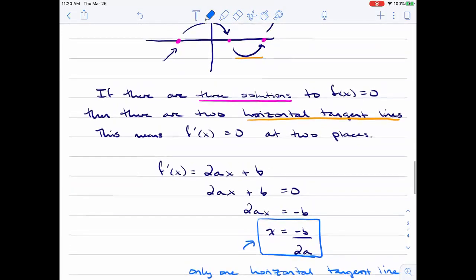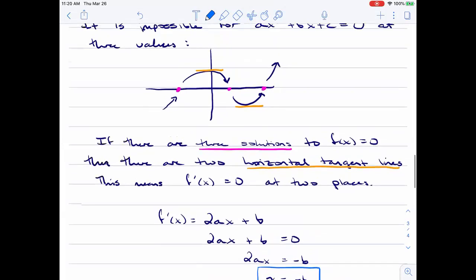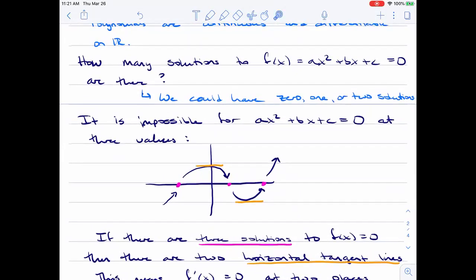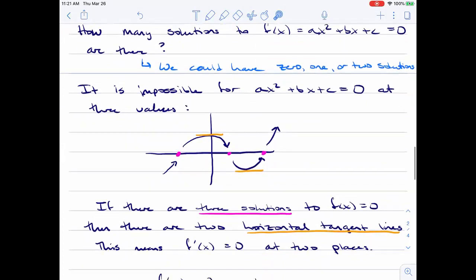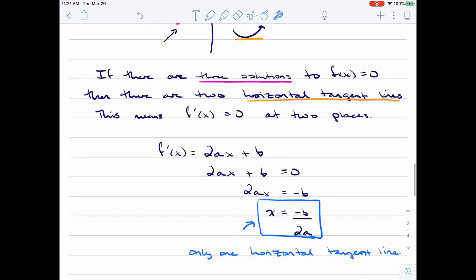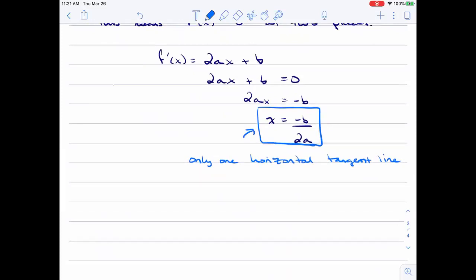So that's why we can't have 3 solutions. We can have at most 2 solutions, right? And so how many solutions to f of x equals ax squared plus bx plus c equals 0 are there? We're deciding, okay, we could have 0, 1, or 2, right? And then here, all we did was argue that we can't have 3 solutions because there's actually only one horizontal tangent line. So we can apply the same theorem, Rolle's theorem, to other functions in the same way.